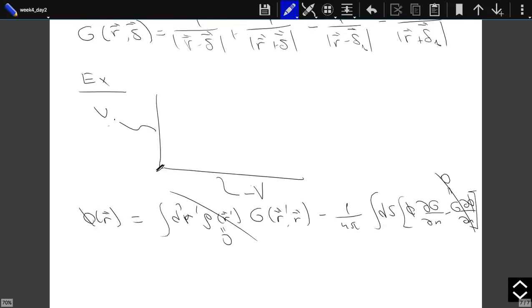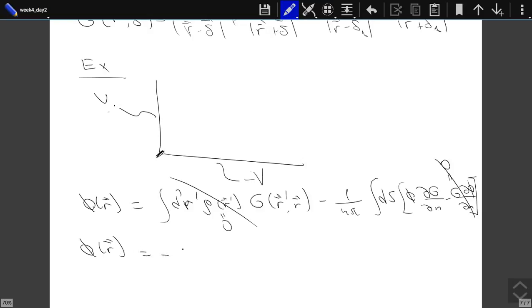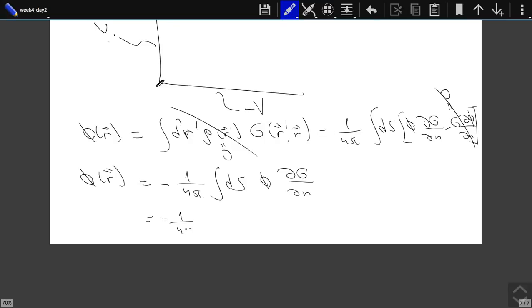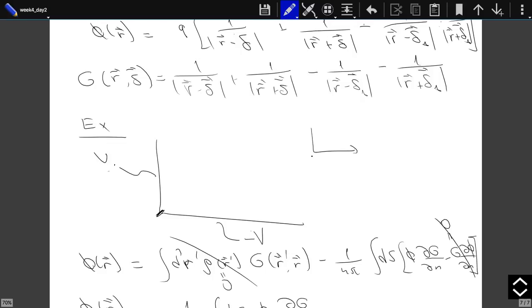This just drops down. So the potential at the point R is nothing but minus 1 over 4 pi integral of ds times phi dg by dn. Well, the surface is these two planes. But phi, we can even simplify it a bit further. We can say that this is minus 1 over 4 pi times v, the integral over the vertical plane of dg by, what is the normal direction in this case? Let's say x, y, and z. For the vertical plane, what is the derivative with respect to n? Minus y, because it's pointing outside.